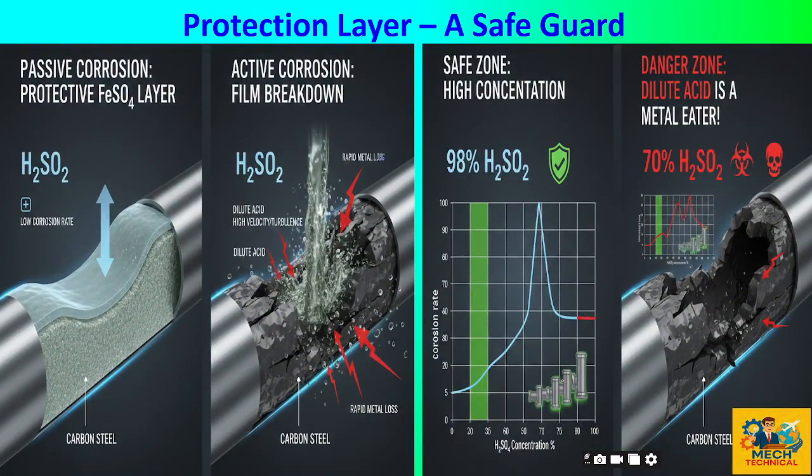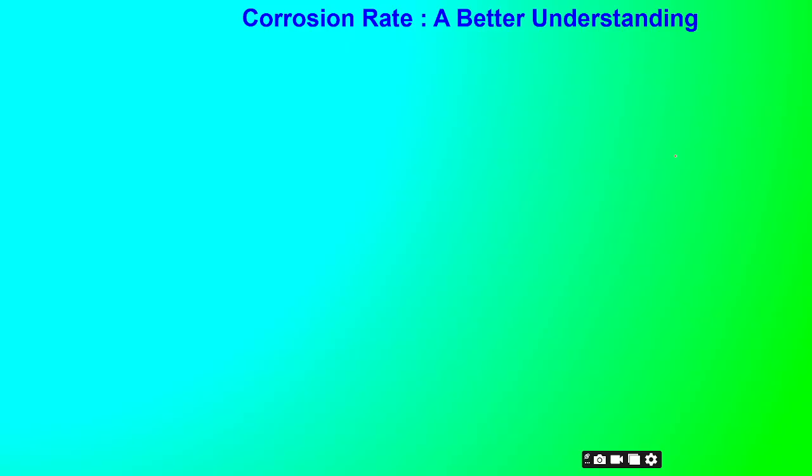So basically, we have to confirm that the protective layer of iron sulfate which gets formed during the first reaction works as a protective layer and stops further corrosion. But if it is not a protective layer, it will expose another layer and lead to catastrophic failure. So a higher concentration of sulfuric acid, above 90%, 98%, is very good for carbon steels, but if the concentration is lower, it's a dangerous zone.